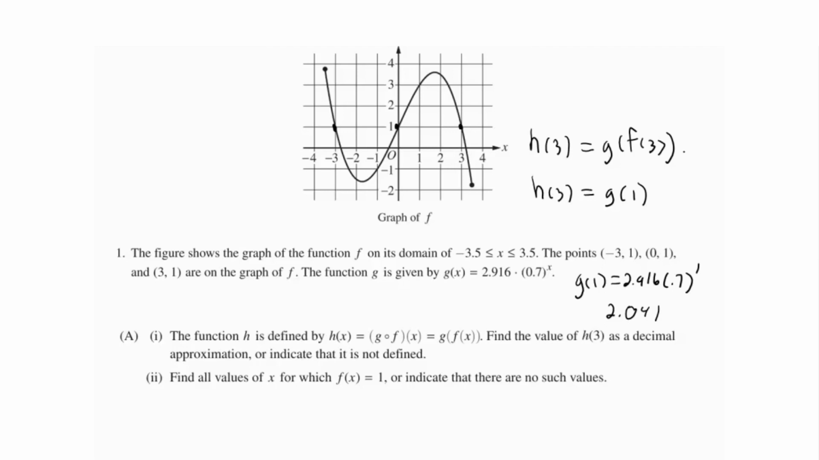All right, the second part of A, find all values of x for which f of x is equal to 1, or indicate there are no such values. So when f of x equals 1, we're passing through this, checking, and we can see that at x equal -3, x equals 0, and x equal +3, we have the value of 1. Okay, so that's part A, and then we'll move on to part B next.